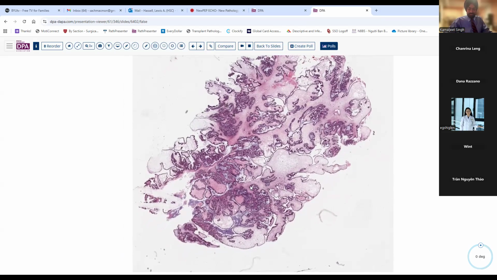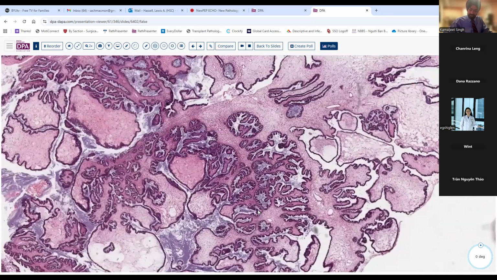Padmini, I'm going to pick on you. If you had this low power, would you be still thinking about a benign lesion? No. No, I wouldn't. I would definitely want to go higher power and look at some of those more blue areas.